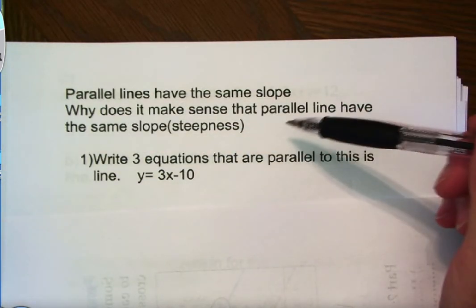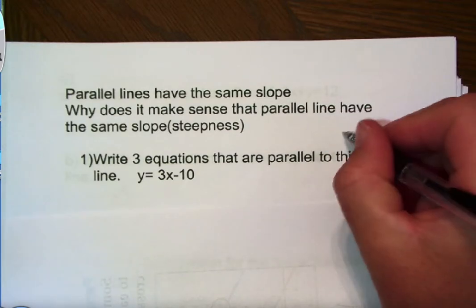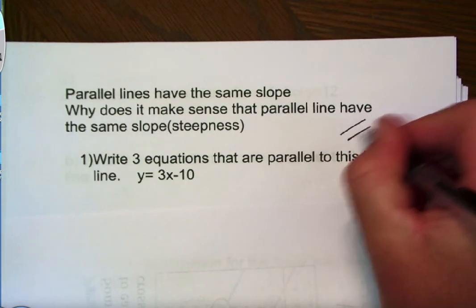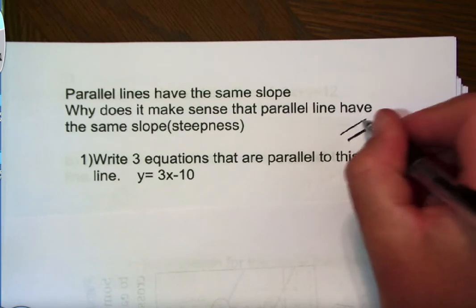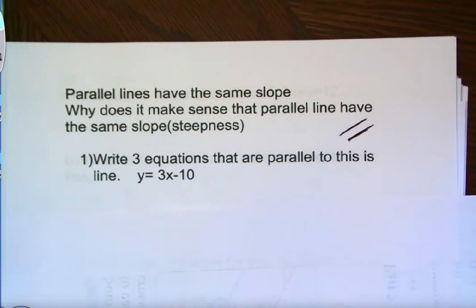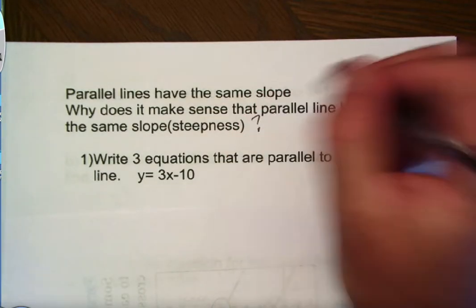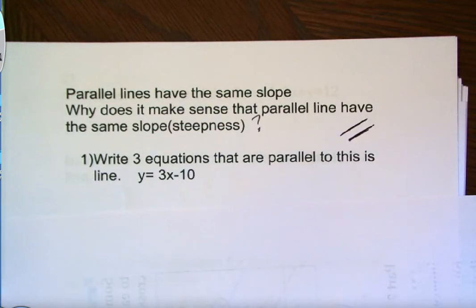Why does it make sense that parallel lines have the same slope? Why would they have the same steepness? It's a really interesting question. And here's where I would turn and talk to your neighbor. Why do parallel lines have the same slope? And then someone would raise their hand and say something like, well, they have to be just as steep as the other one because otherwise they would cross, right?